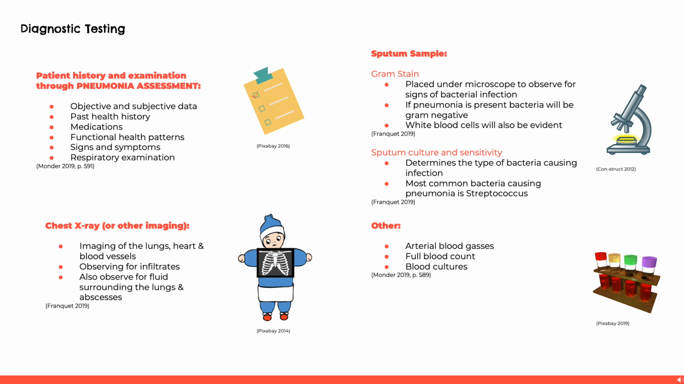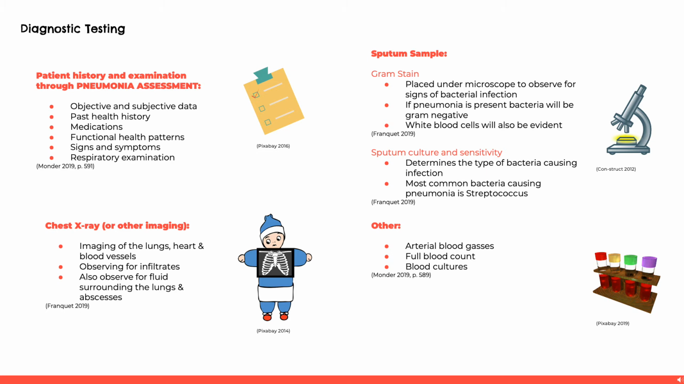Another diagnostic test for determining whether or not a patient has community-acquired pneumonia is through a chest X-ray or other similar forms of imaging. The X-ray will focus on the lungs, heart, and surrounding blood vessels. White spots, also known as infiltrates, will appear on the X-ray if infection is present. X-ray imaging will therefore reveal the functional pattern of the infecting organism and is therefore important in the diagnosis of pneumonia. An X-ray will also be able to determine whether there are any complications as a result of pneumonia, such as fluid surrounding the lungs and abscesses. Patient history and examination, along with a chest X-ray, is often enough to make a diagnosis of community-acquired pneumonia.